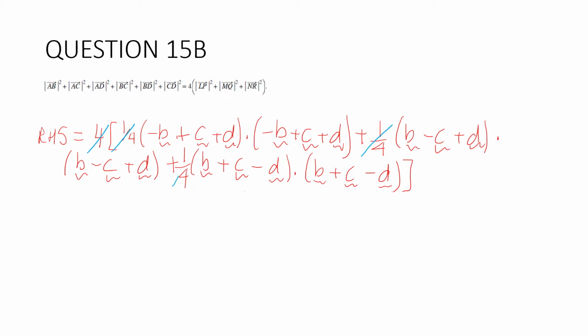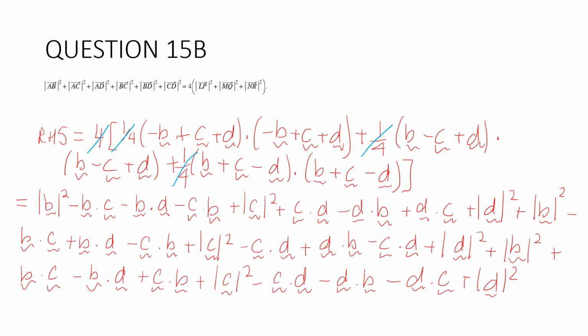And now we have to expand all of these dot products. Now this is just too boring to do on video. You'd be listening to me going B dot C and D dot D and blah blah blah. So I've already done it. It's still horrendous, isn't it? Okay, so we've got 3 lots of mod B squared and 3 lots of mod C squared and 3 lots of mod D squared, and then we can cancel.